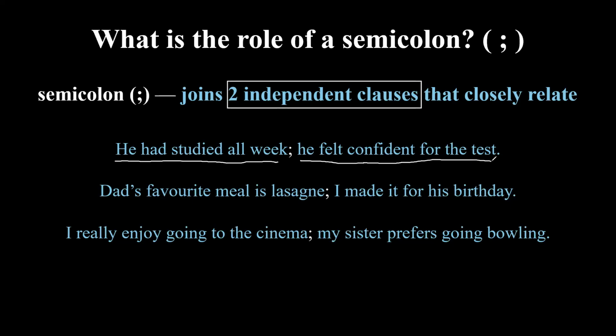And the next one says, Dad's favourite meal was lasagna; I made it for his birthday. Once again, we've got two sentences that make sense all by themselves. Dad's favourite meal is lasagna. That makes sense all by itself. I made it for his birthday. That makes sense all by itself. It's contextless. If I said I made it for his birthday, there's no context, but there is, because it's part of the other clause, isn't it? Grammatically it makes sense all by itself.